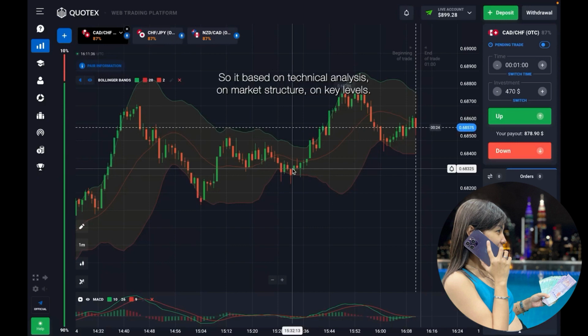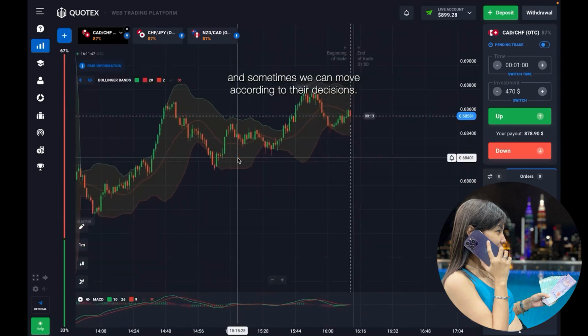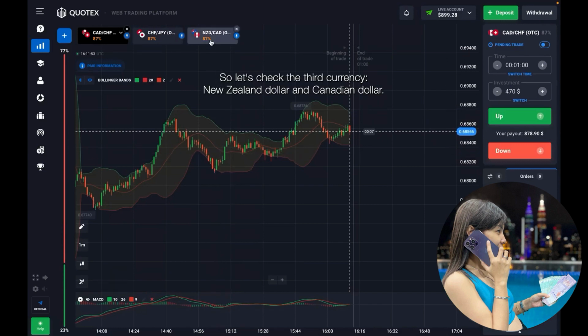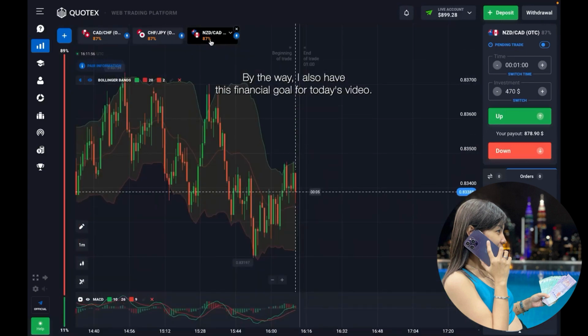It's based on technical analysis, on market structure, on key levels, and with these nodes. So I also consider that there are big players, and sometimes we can move according to their decisions. So let's check the first currency, New Zealand dollar and Canadian dollar. And by the way, I also have a financial goal for today's video.